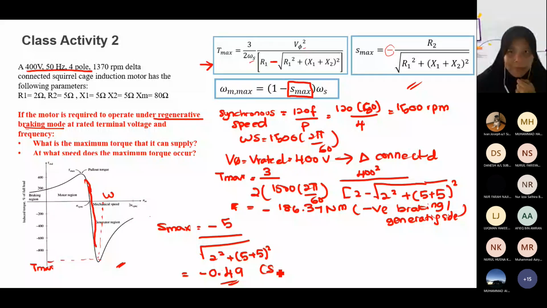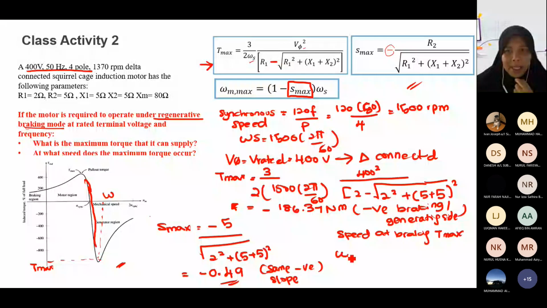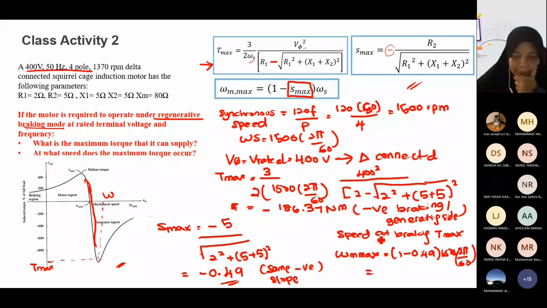The speed at braking T max. Okay, so omega M max equal to 1 minus 0.49 times 100 darab 2 pi over 60. Dia jadi tambah lah kan sebab negatif-negatif. Okay, tambah. Berapa dapat? 234.05 radian per second.